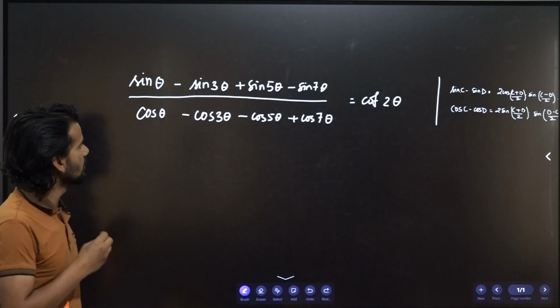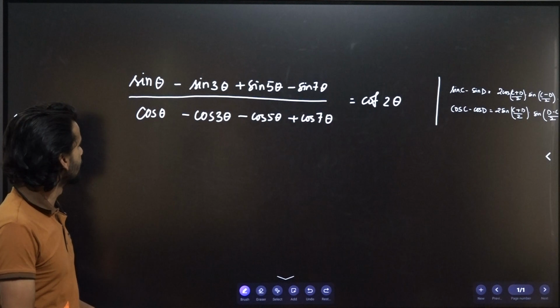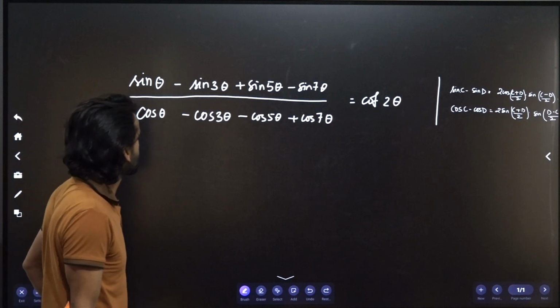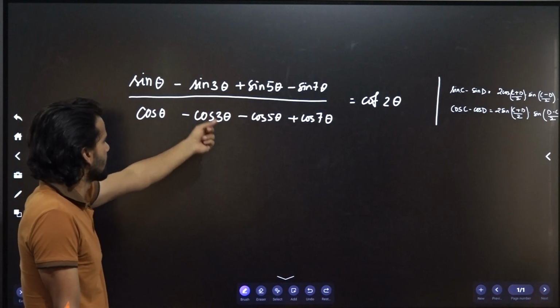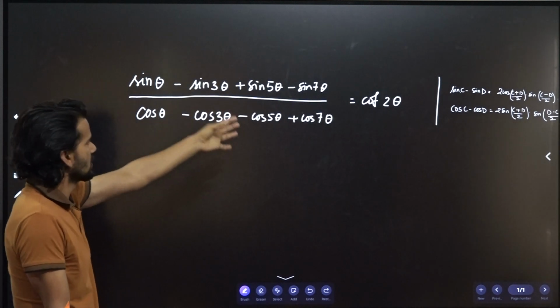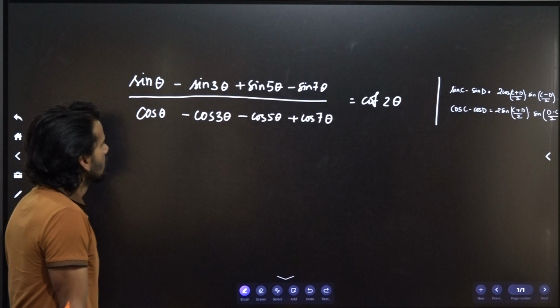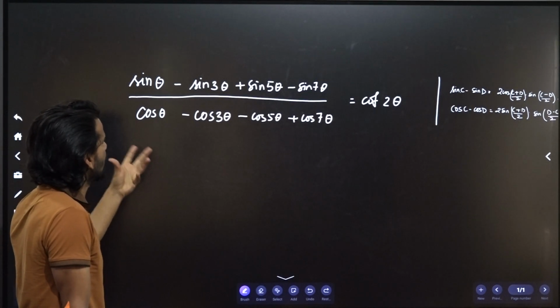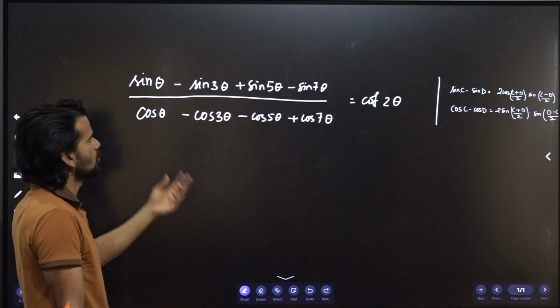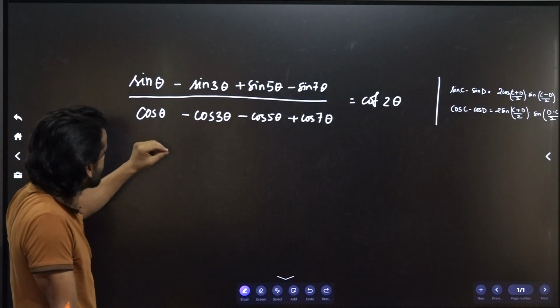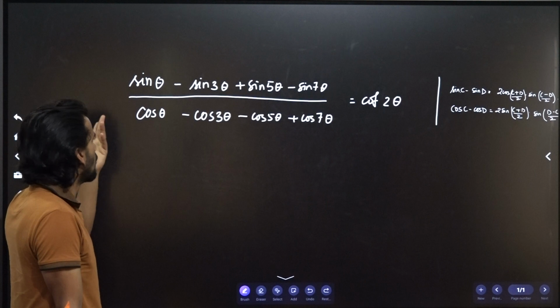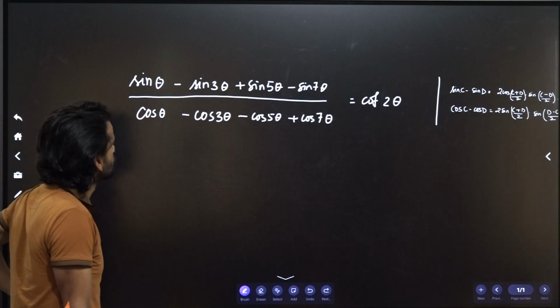We have to prove that this is equal to cot 2 theta, right? Sin theta minus sin 3 theta plus sin 5 theta minus sin 7 theta equal to cos theta minus cos 3 theta minus cos 5 theta plus cos 7 theta. Somehow we have to change the whole thing in the form of 2 theta. 7 theta is there, 5 theta is there, 3 theta is there, theta is there. What is the best thing to be done?